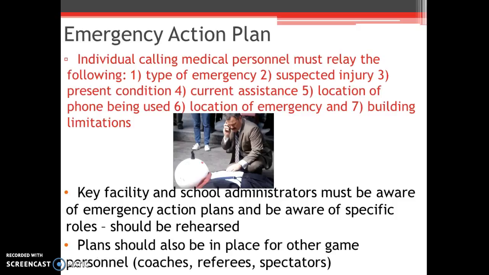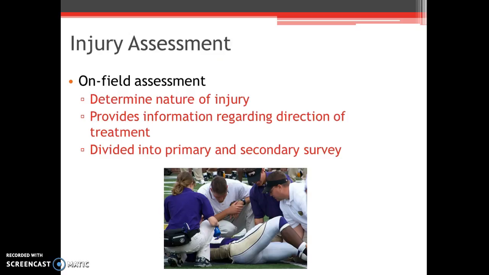And so for us specifically from a sports medicine perspective, plans should be in place for other personnel at games, practices, other special events. The referees need to know, the spectators need to know, and a lot of times you'll hear at games the PA announcer mentioning, here are the exits, same thing like a movie theater, places like that.